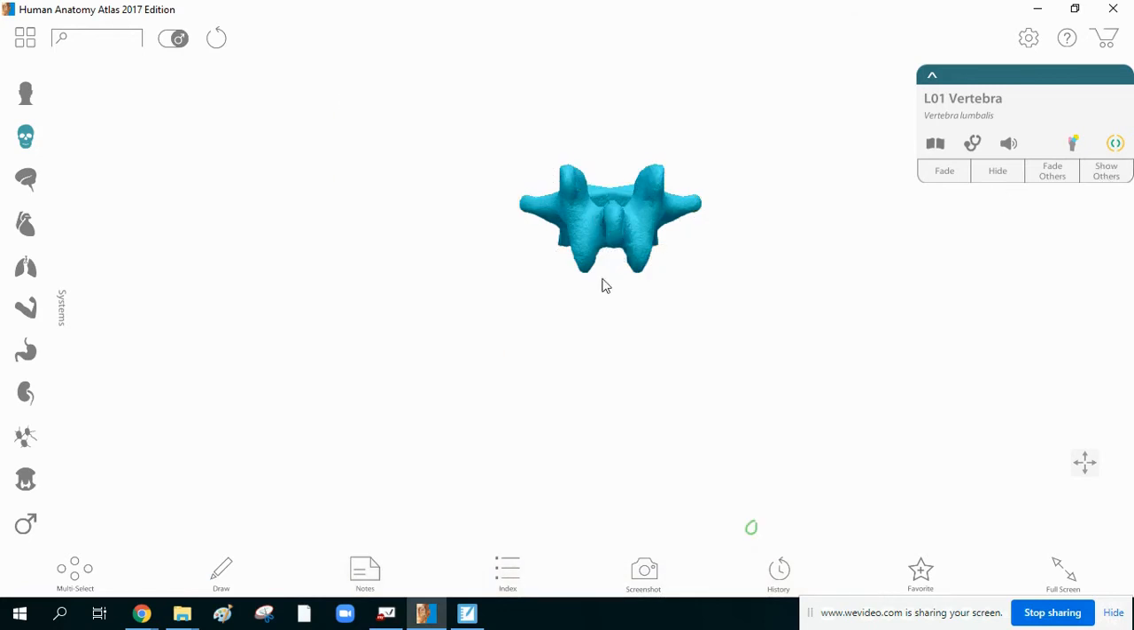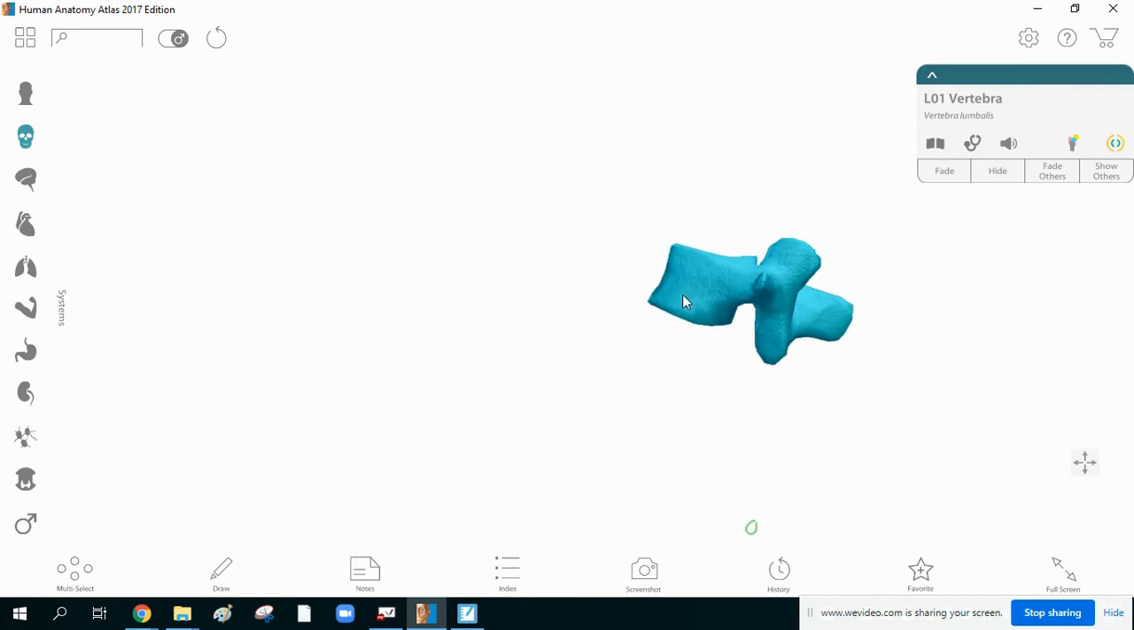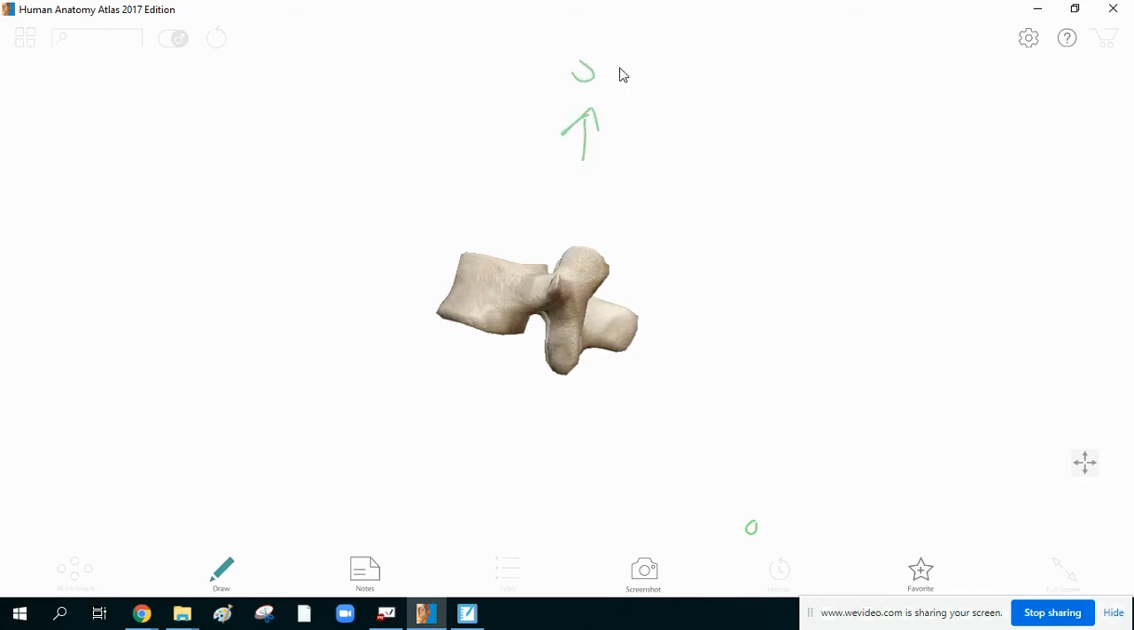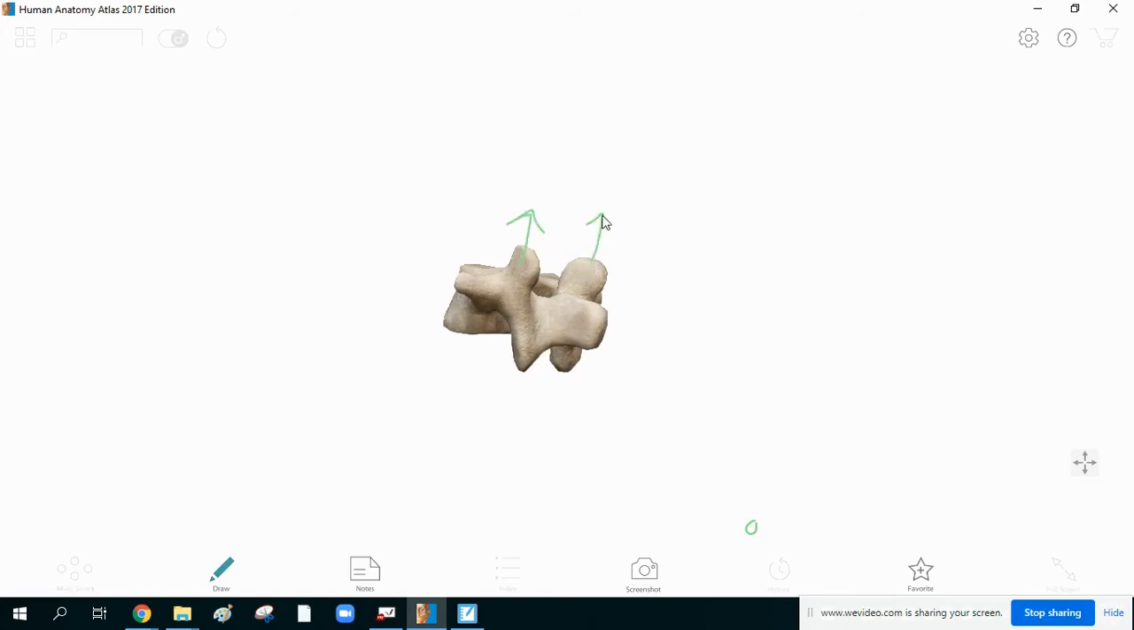We have two processes that are called superior and inferior. And if we take a look at our side view, we know that superior is this direction. Oops. And inferior is this direction. So do we see any projections that point that way? I do. And actually, if I turn and twist, I see two superior projections and two inferior projections.